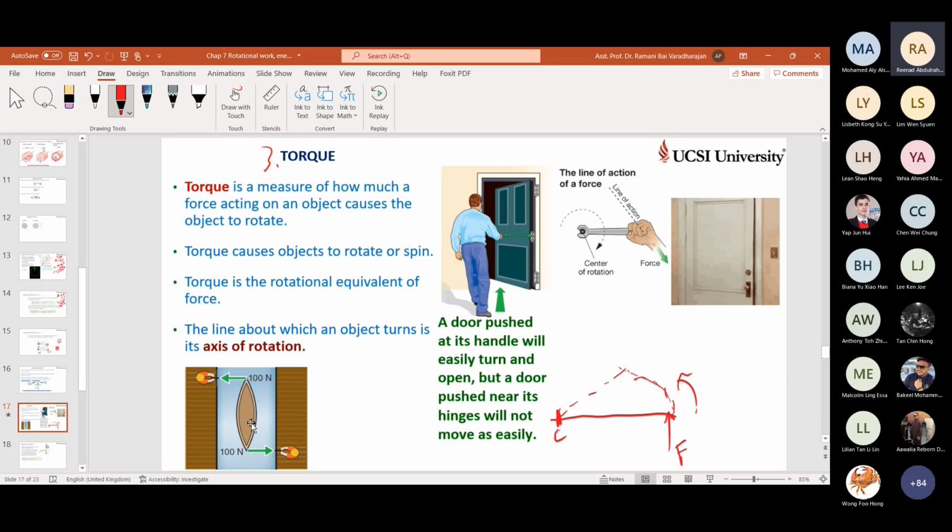In this case also, it's a couple. Here it is rotating, right? So the force is applied perpendicular to the object. This is the object and the force is applied perpendicular. Then it can cause the rotation or torque or twisting motion or rotational motion. And this is the axis of rotation.